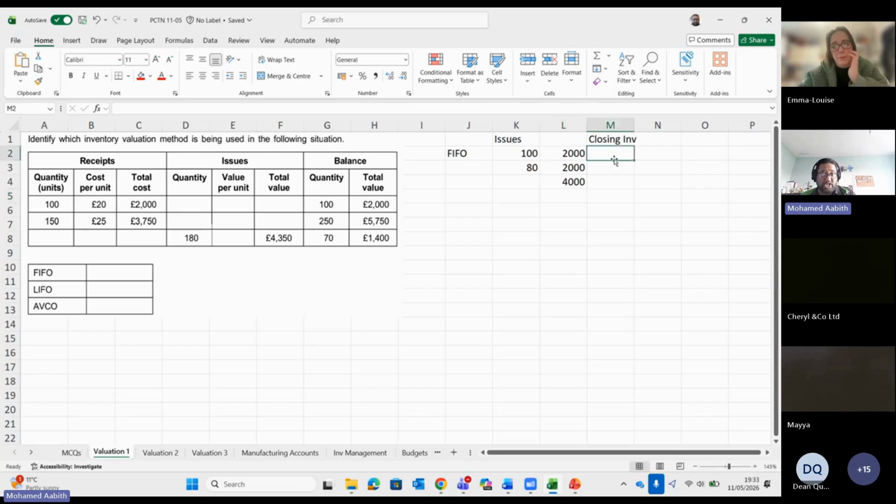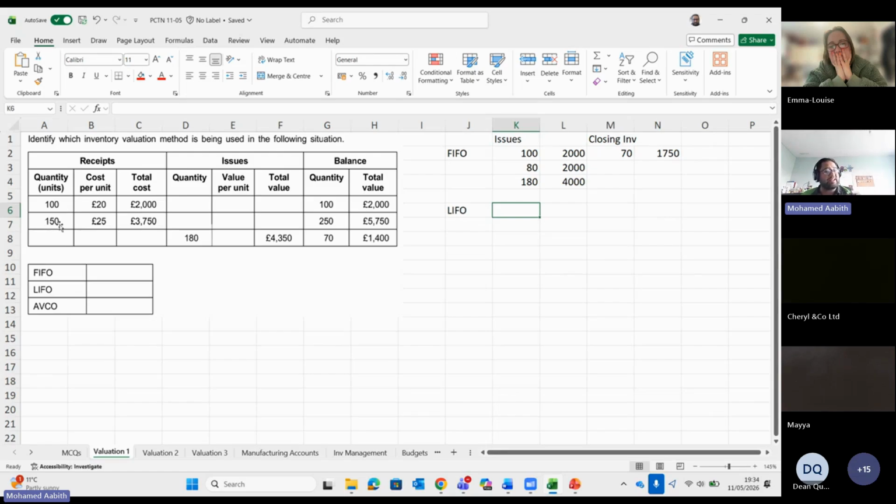But let's look at the closing inventory as well. How much do we have there? We have 70 left, and that should be 70 times 25, because that's what's left over. So that is 1,750. These two numbers are not matching. So this is 180 items for 4,000 and 70 items at 1,750. It's definitely not FIFO. Let's say, is it going to be LIFO? If I'm going to use the LIFO method, I need to go from the bottom upwards.